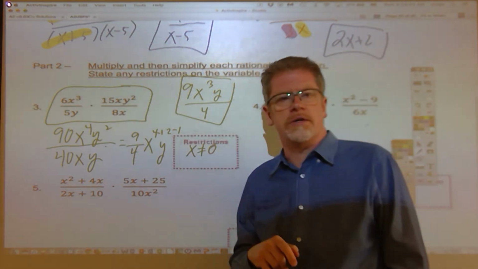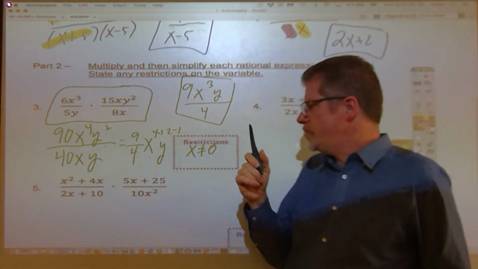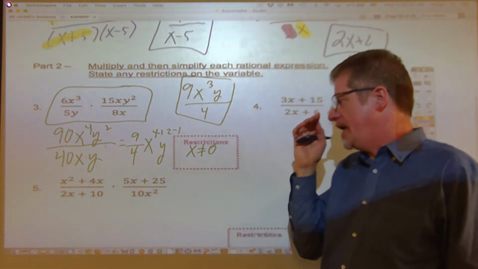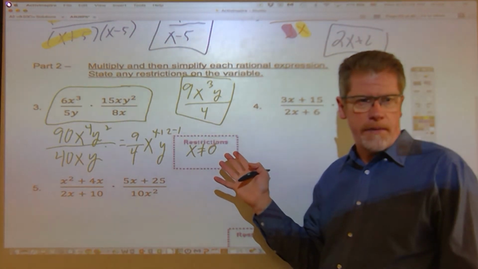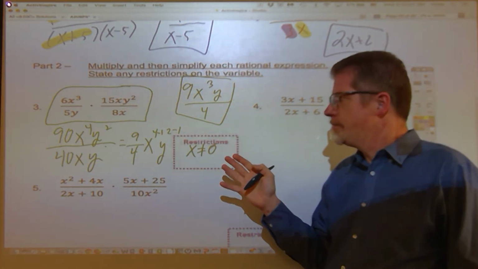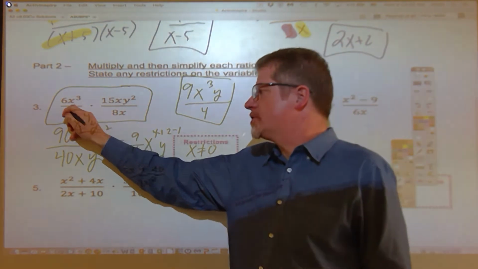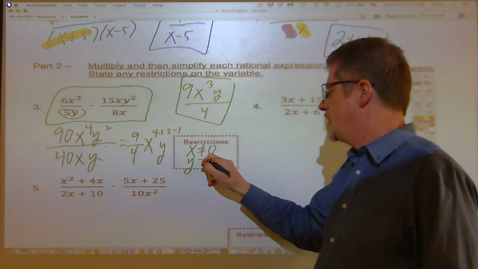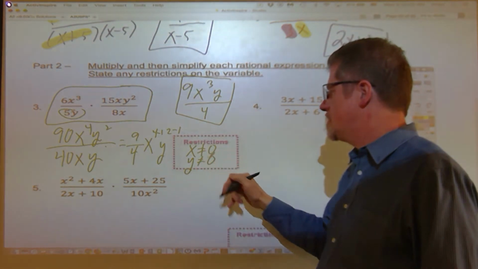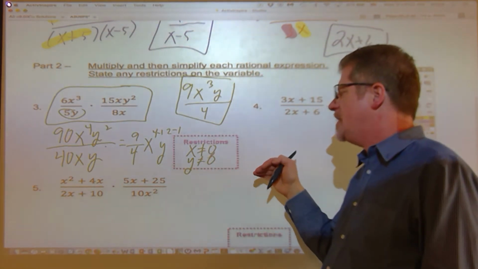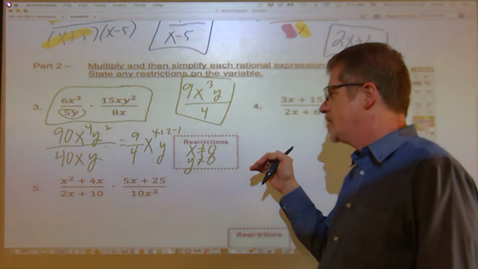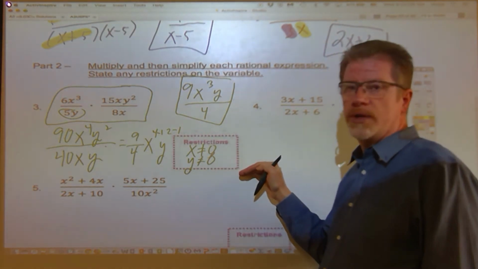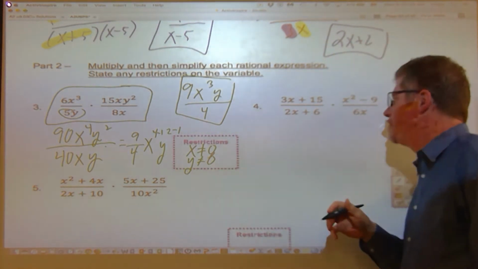What do you think over here, Lauren? What restriction should I add to this list of restrictions? Yeah, back in the original problem. We had a y in the denominator, so we cannot let y equal 0. Any questions on how to obtain the complete and correct list of restrictions for number 3?